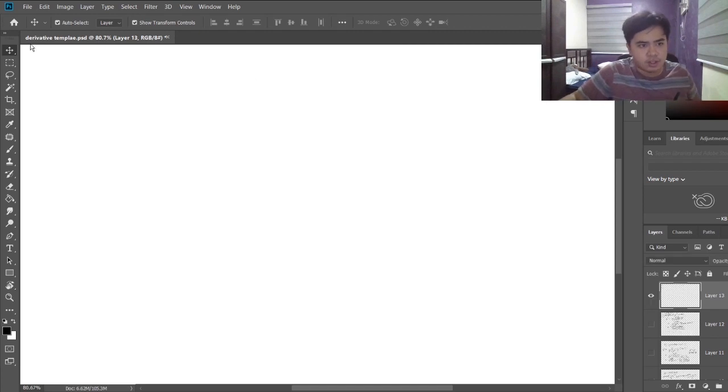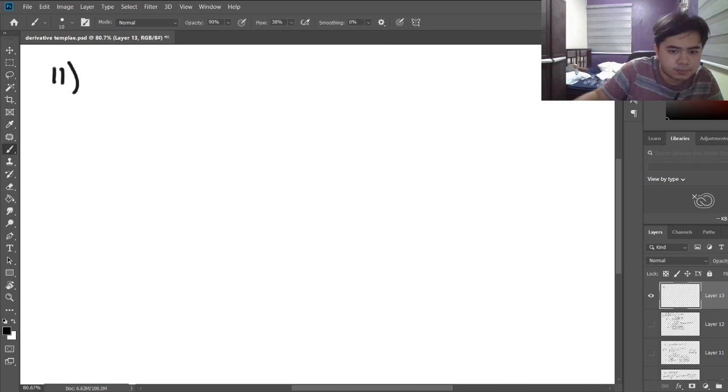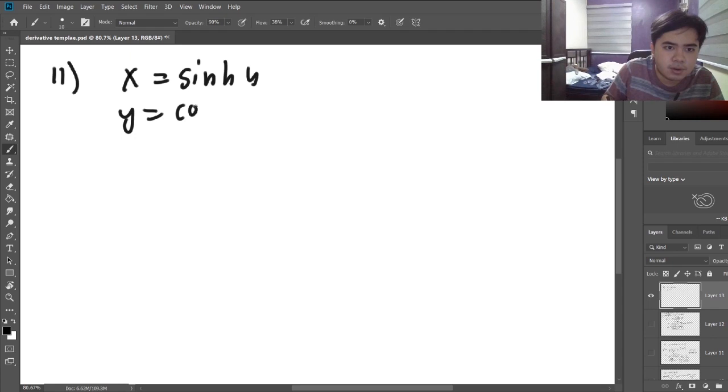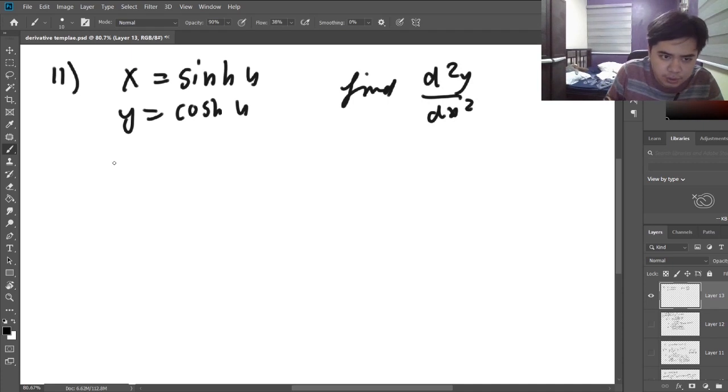Okay, for question number 11. Oh, another parametric situation. x equals sinh of u, y equals cosh of u. We need to find d squared y over dx squared. So first we need to find dy over dx. Before that, we need to find dy and then dx.